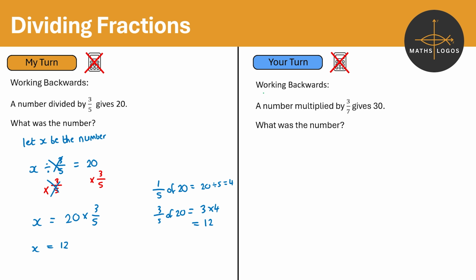Pause the video and give this question a go, and just be a little bit careful because it is slightly different to the one that I did. Okay, let's go through it. A number multiplied by 3/7 gives 30. What was the number? Let's say let x be the number.